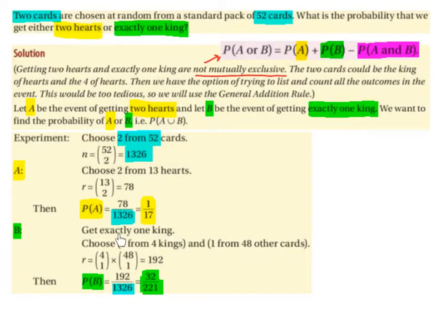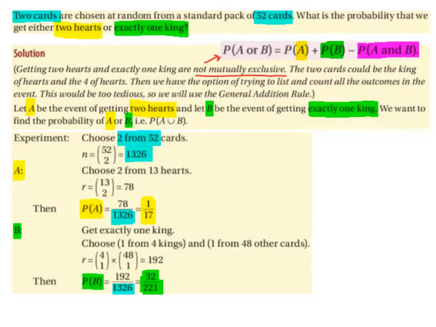So we need to choose 1 from 4 kings, which is 4 choose 1, and, which means multiply, 1 from the 48 other cards. So 52 minus 4 is 48, so there's 48 cards left over that are not king. So that's 48 choose 1. So n(B) is going to be 192. Remember, and means multiply. So then the probability of B is going to be 192 over 1,326, which simplifies to 32 over 221.